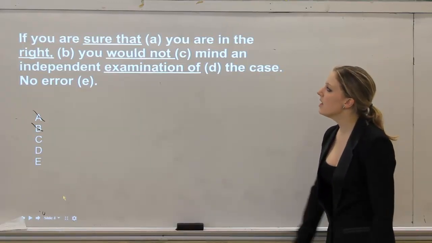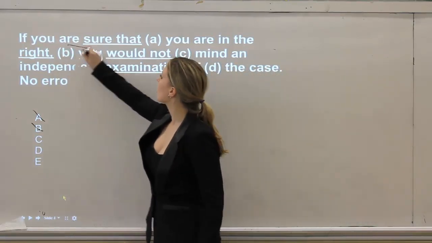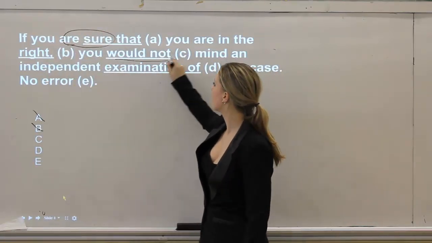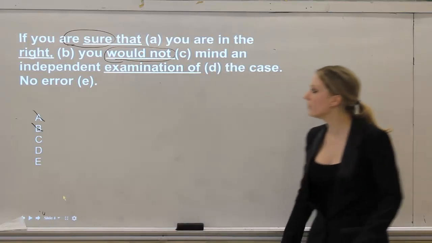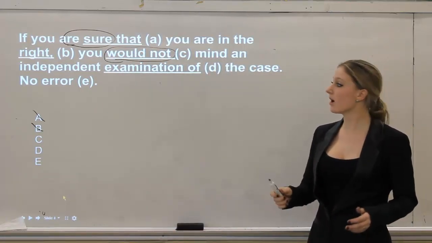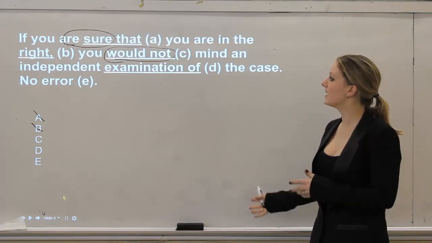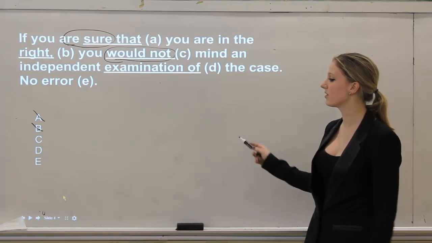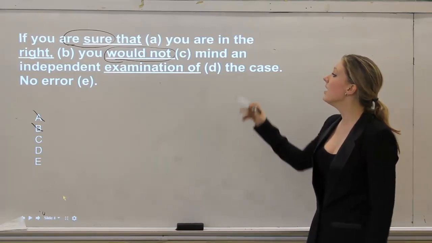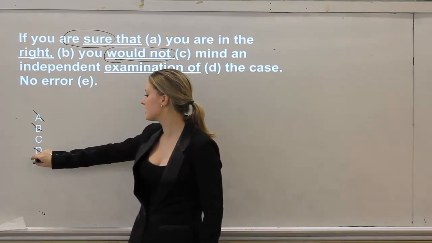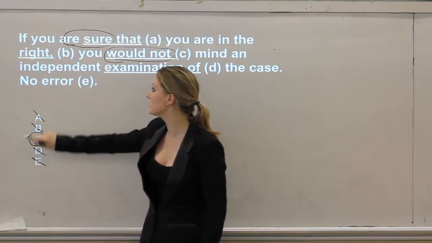It sounds fine. But the thing is, are sure is present tense. Would not is a different tense. It should be you will not. Because if you are being sure in the present tense, you are willing not to mind something also in the present tense. Would not is a different tense, so you're going to see that that's an issue. Examination of, there's no problem there, and you already see that C has an issue, so it can't be E, and that's why C is going to be the right answer.